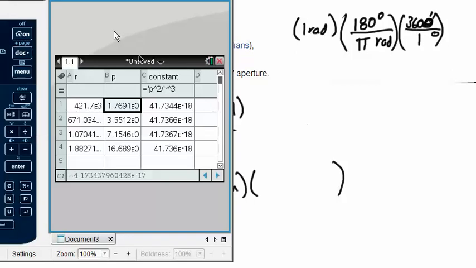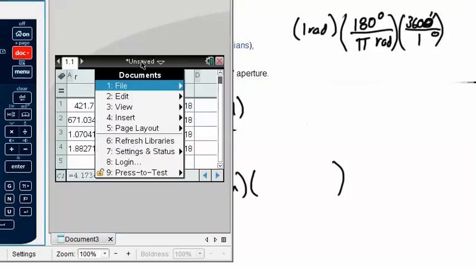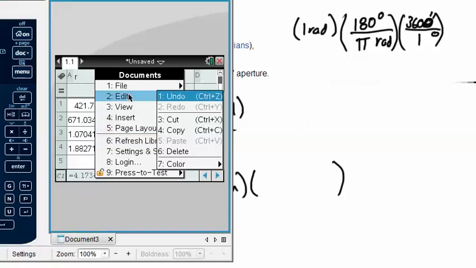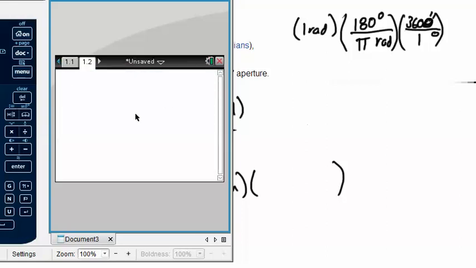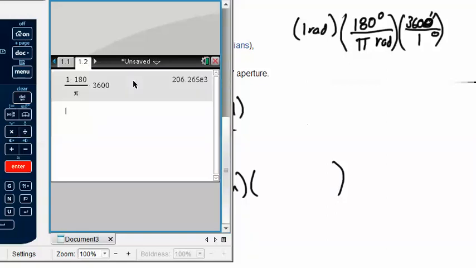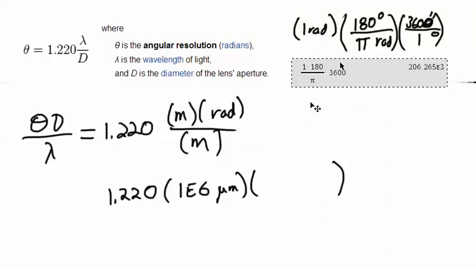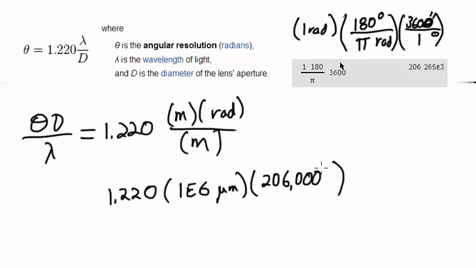I'm just going to continue using this document. That might be a bad idea, but I'm going to go doc, insert a calculator page, and just calculate 1 times 180 divided by pi times 3,600. And we find that 1 radian is 206,000 arc seconds.